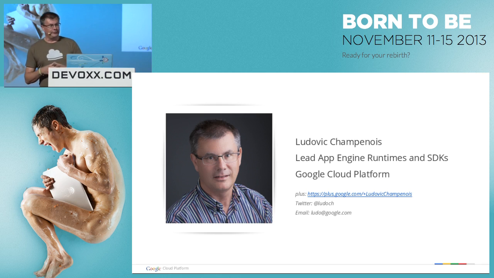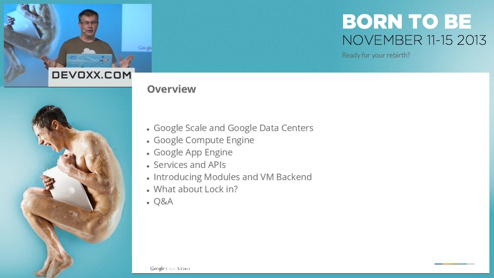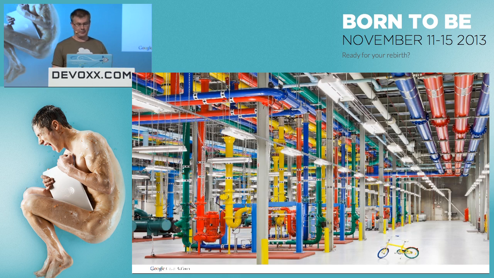So this is the overview of what we will address today. We'll do a quick intro on what is Google at scale. And we'll talk a little bit about Google Compute Engine, because this is a new offering from Google, and we'll see how we can take advantage of it. Then we'll talk about the traditional App Engine, quickly go through services and APIs, and really talk about what's new in AppEngine regarding modules and what we call VM-based backends. We might end the talk, if we have enough time, talking about lock-in with AppEngine APIs.